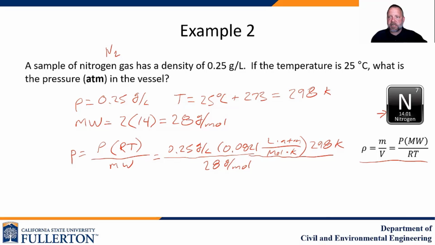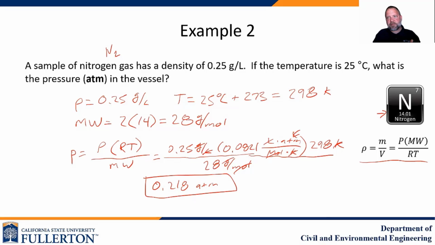All right, so I can go ahead and double check to make sure that everything cancels out like I think it will. Grams cancels with grams, liters cancels with liters, moles cancel with moles, Kelvin cancels with Kelvin, and I'm left with just atmospheres on top, which is exactly what I expected to see. So I can run my numbers here: 0.25, 0.0821, 298 divided by 28 gives me 0.218 atmospheres is the pressure in this vessel. All right, I think that makes sense.